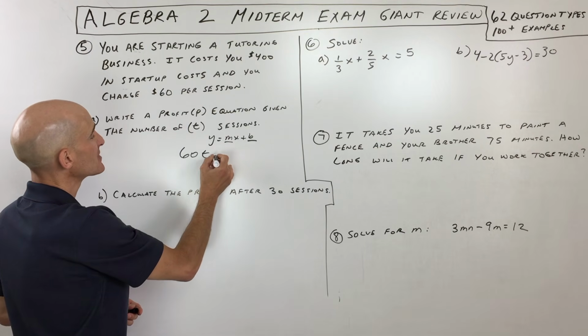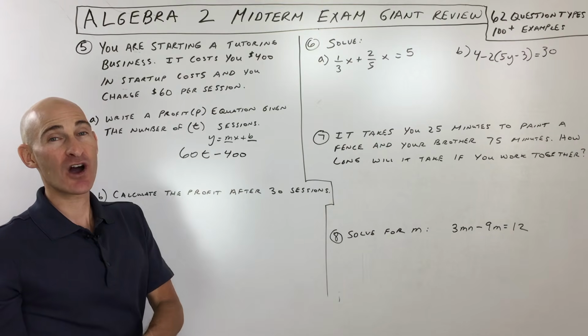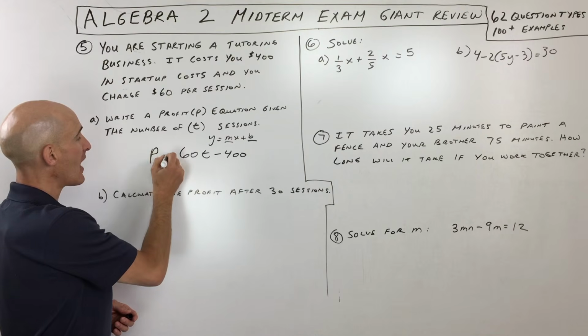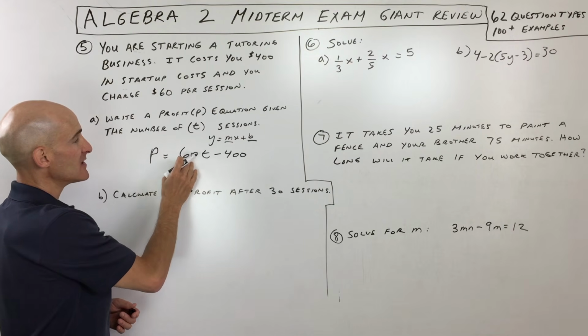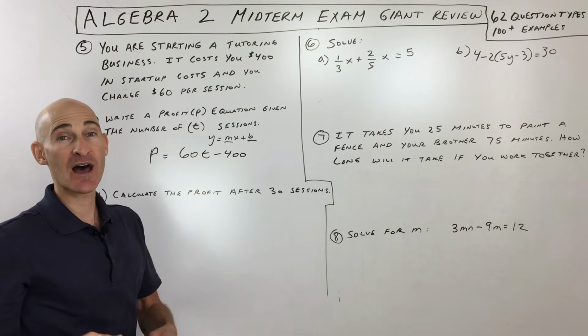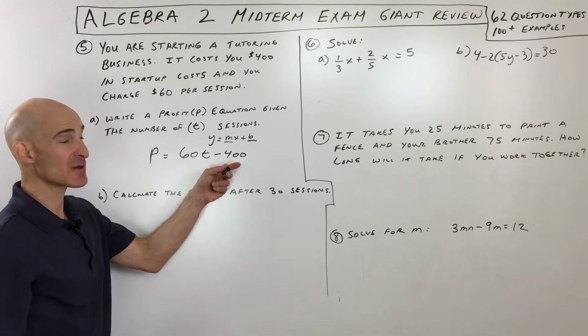So in this case, we're going to think of that as a negative 400 because your startup cost is a negative. You haven't made any profit. So basically what we have here is profit. The output is the number of tutoring sessions times 60 minus the $400 for the initial startup costs. So that's your equation there, y equals mx plus b.